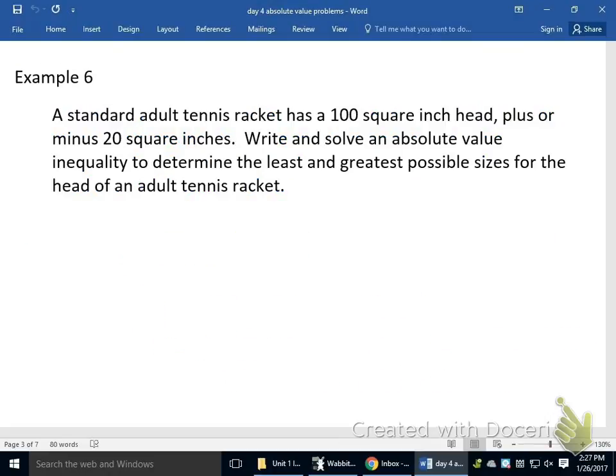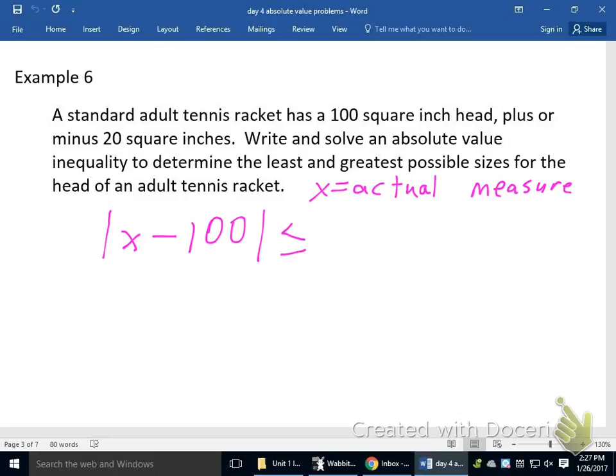Here's a very similar problem. So this has to do with error. So we're going to have an actual, the actual measure of the tennis racket. And it's going to set up similar to what you just saw, that the difference of the actual and the 100 square inches has to be kept within 20 square inches. And that would be my setup.